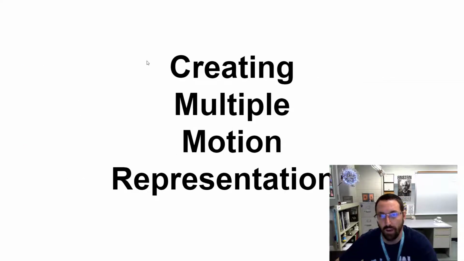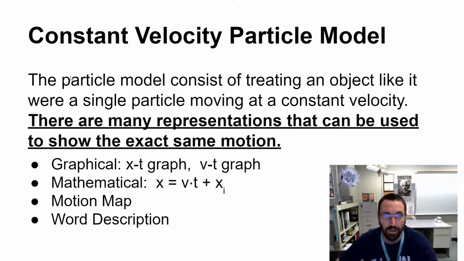So now we're going to look at how we create multiple motion representations for an object. Okay, in our constant velocity particle model, we treat everything as a particle and moving at a constant velocity.